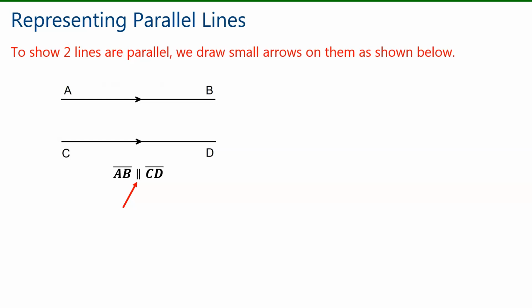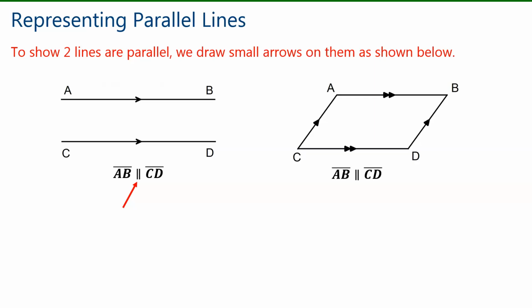Which lines are parallel in the next diagram? In this case, you can see that we have 2 different types of arrows. That indicates that there are 2 different sets of parallel lines. Line segment AB is parallel to line segment CD, and line segment AC is parallel to line segment BD.